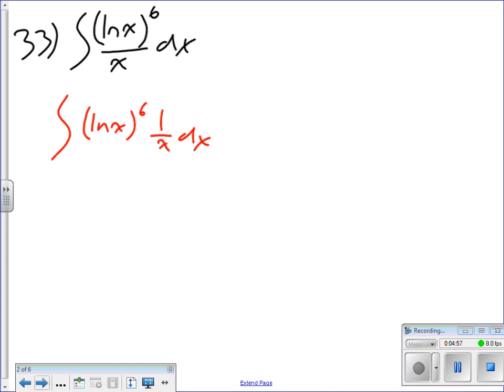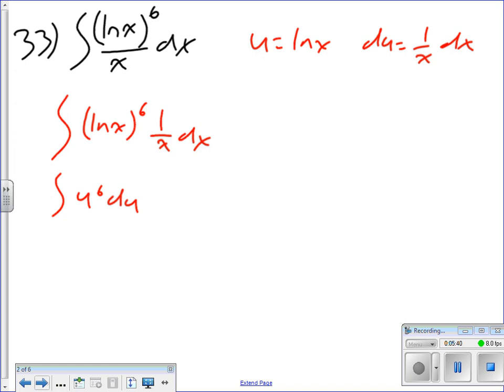Because when I have my u and I take the derivative, I get du equals something dx. If I pick a u properly, then the other x terms go away as part of my dx. So what's my u going to be for this one? Natural log of x. If u equals the natural log of x, du is 1 over x dx. So this becomes the integral of u to the 6th du. Very simple one. Once you figure out your u, it's pretty easy.